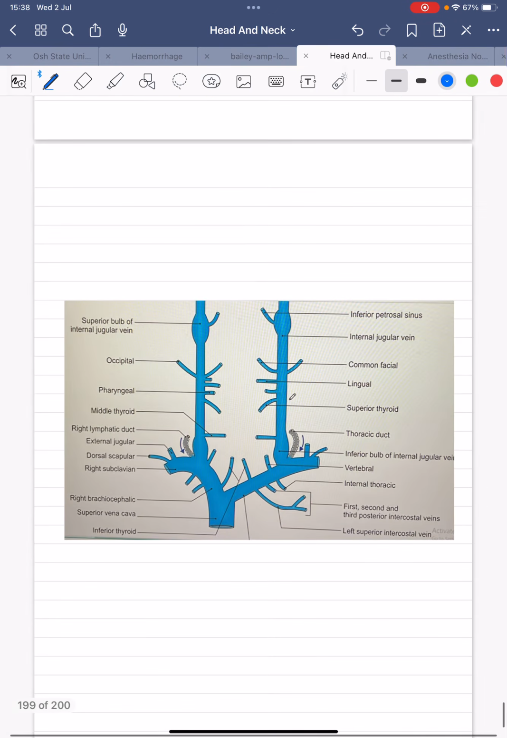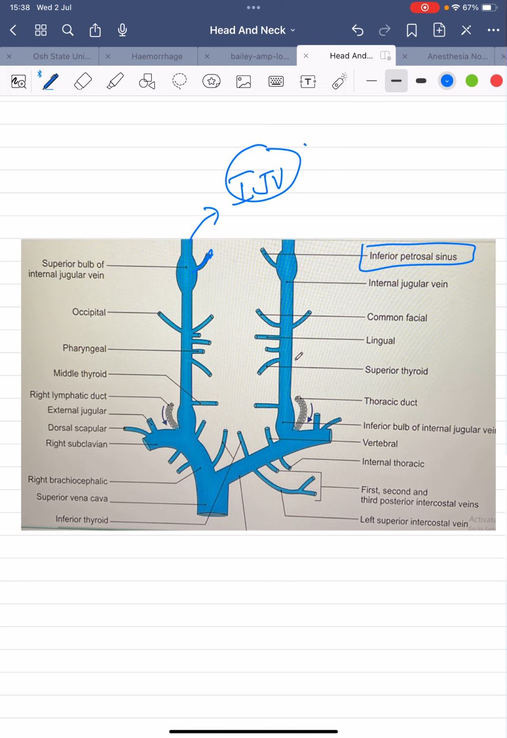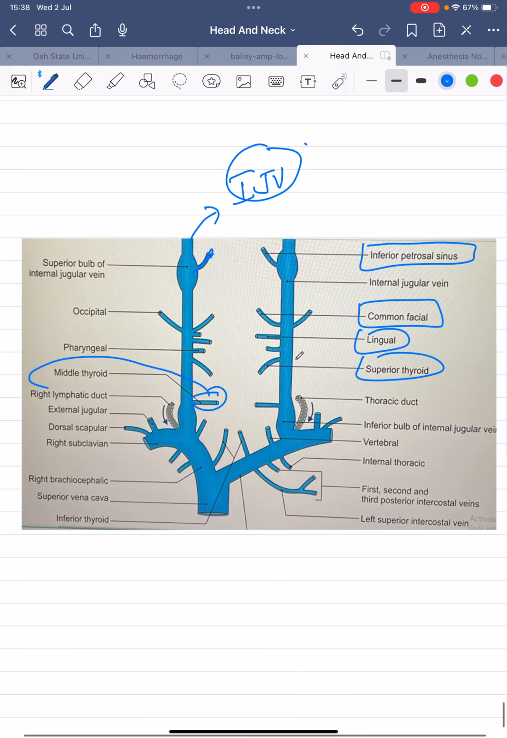Okay. See this diagram once again. So this is your which vein? Internal jugular vein. So this will be your inferior petrosal sinus, common facial vein, lingual vein, superior thyroid vein, and this one is your middle thyroid vein. These are the pharyngeal veins.